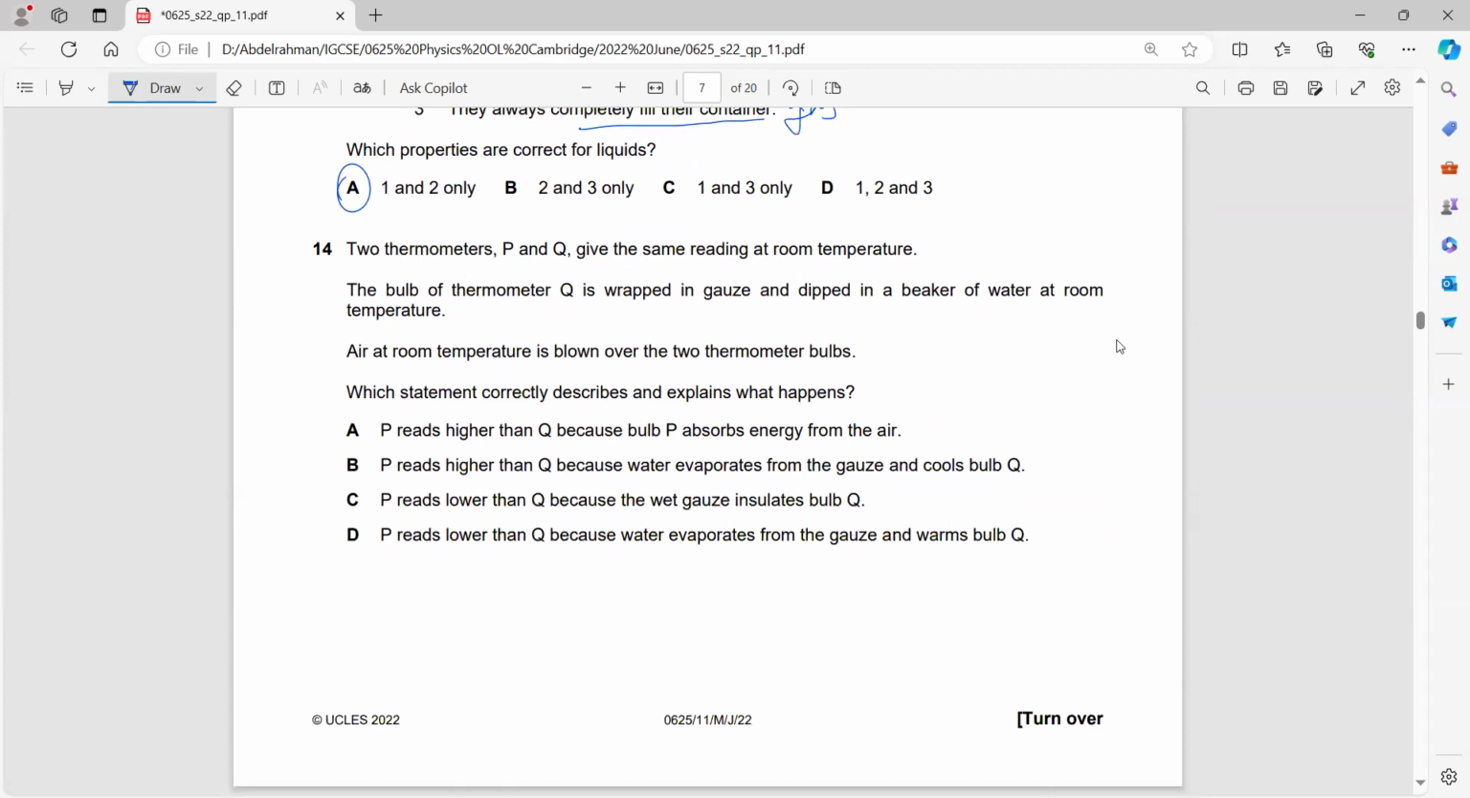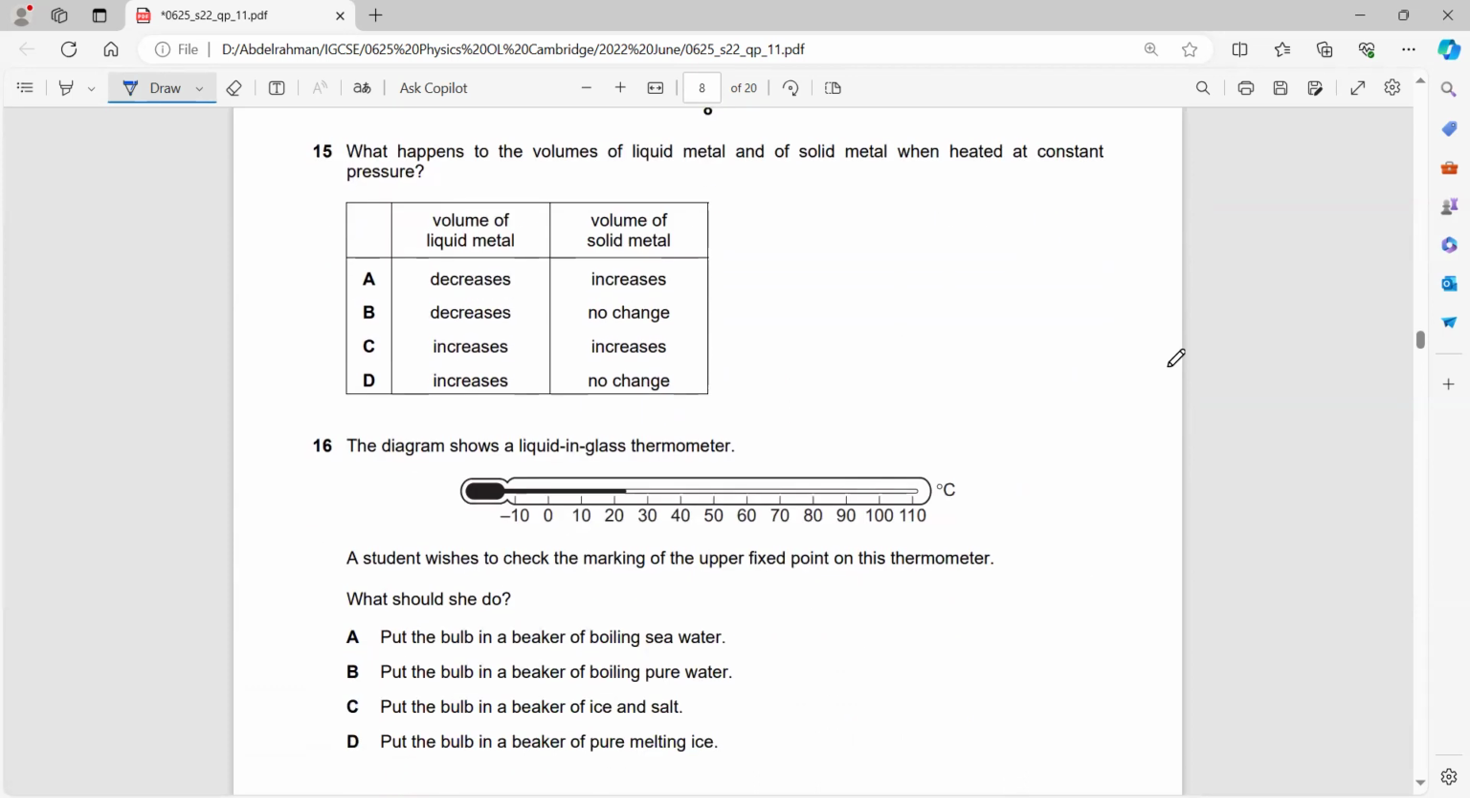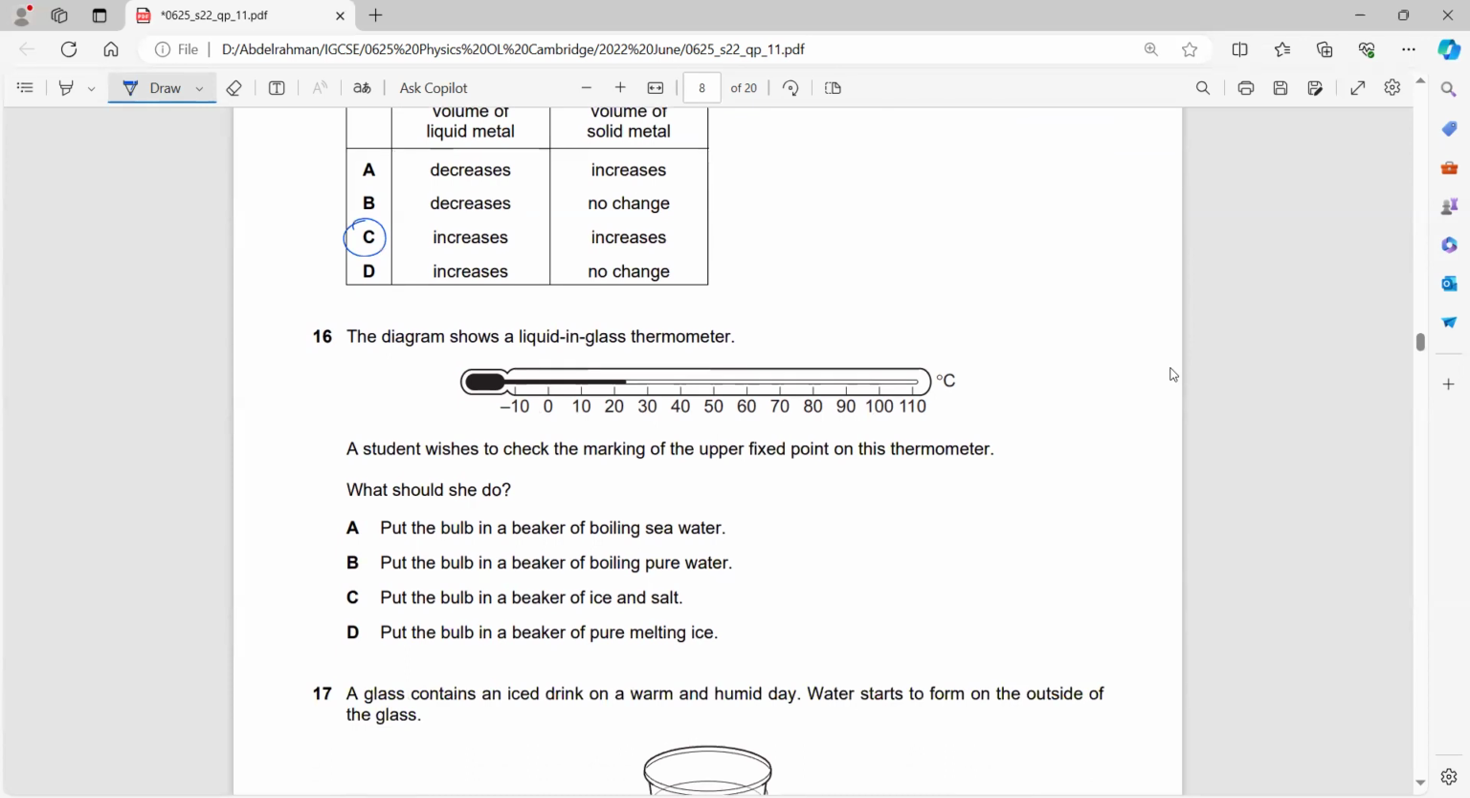2 thermometers, cancelled. 14 is cancelled. 15. Liquid metal and solid metal when heated at constant pressure. What happens to the volumes of liquid metal and solid metal when they get heated? Increase, both of them. Correct, both of them increase. 16 is cancelled. 17.